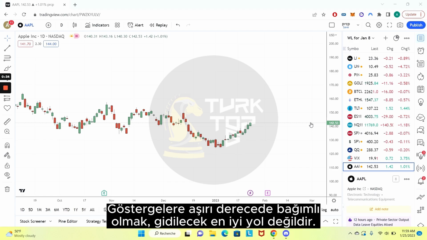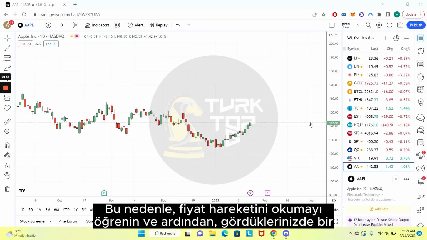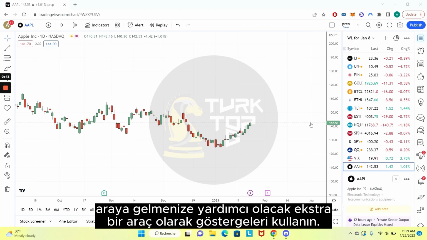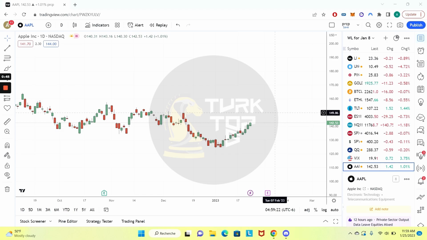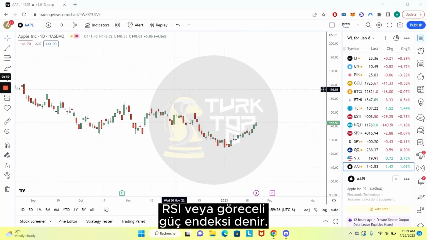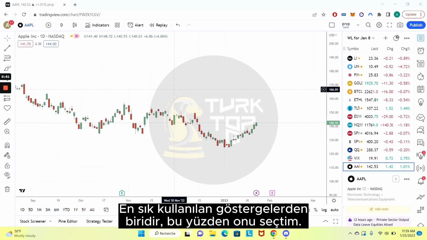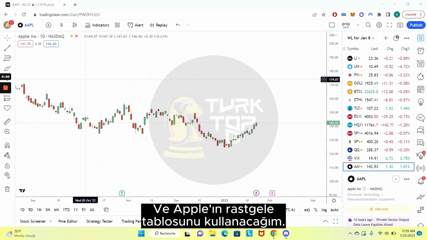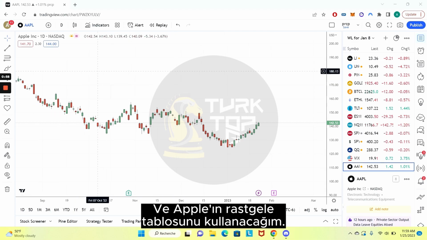Being overly dependent on indicators is not the best way to go. So learn to read price action and then use indicators as an extra tool to help you build confluence in what you're seeing. The first indicator that we'll start with is called RSI, or the Relative Strength Index. It's one of the most commonly used indicators, which is why I picked it. And I'm going to use the random chart of Apple.